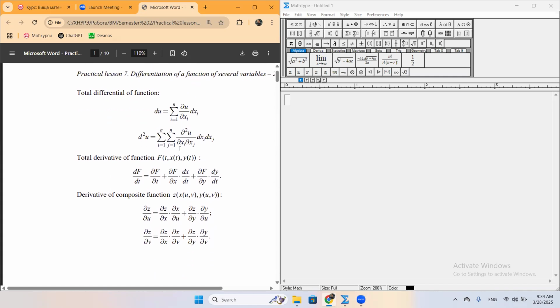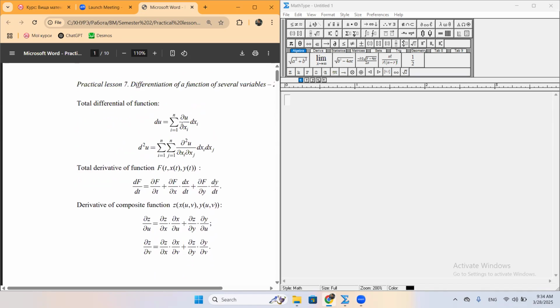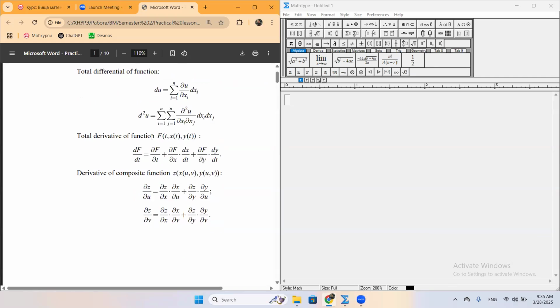Okay, let me remind you some formulas. So about a total differential function. It is the sum of partial derivatives multiplied by dxi, so each of these variables. And the second differential is the following formula: sum of second derivatives multiplied by dxi dxj.